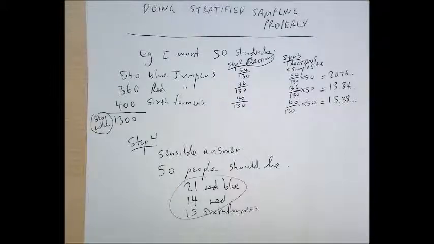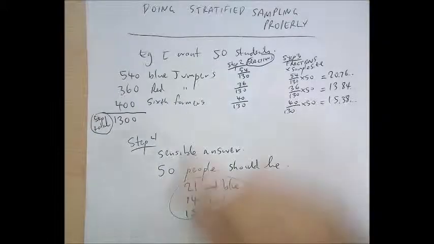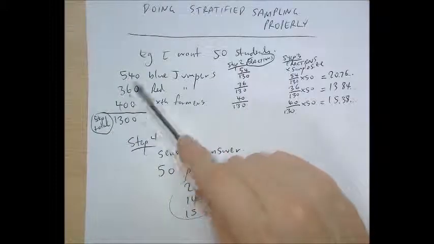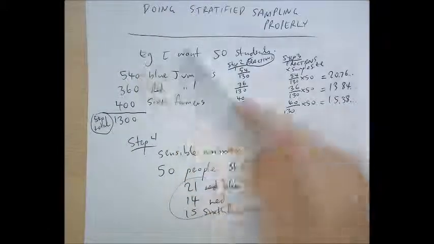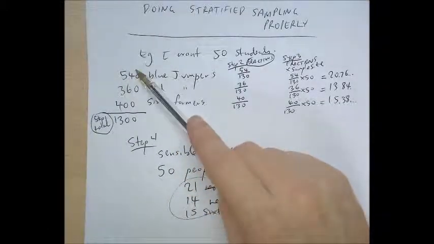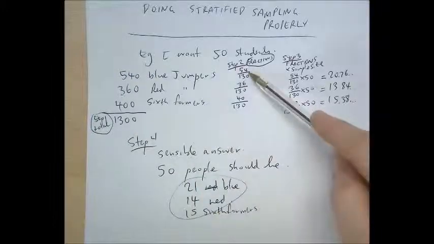Yep? How do you make 1,300 out of fraction? I took these numbers and I just turned them into fractions. So instead of just 540, it's 540 out of 1300, which I've written there. It's just I simplified it a bit.